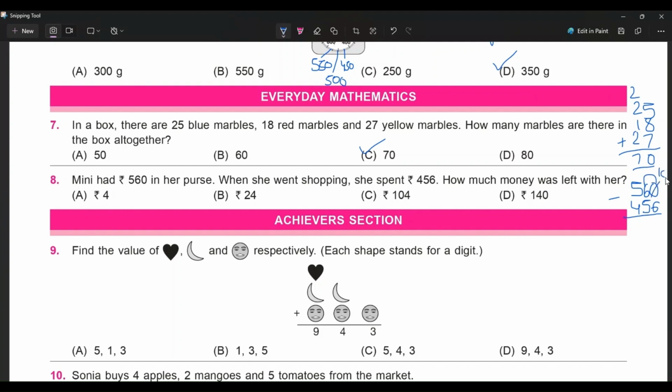10 minus 6 is 4. So 1 borrowed over here, minus 1. So 5. 5 minus 5 is 0. 5 minus 4 is 1. So 104 is the answer. She has remained with 104 rupees. Option A, rupees 4 wrong. Option B, 24 wrong. Option C, 104 rupees. Correct answer.